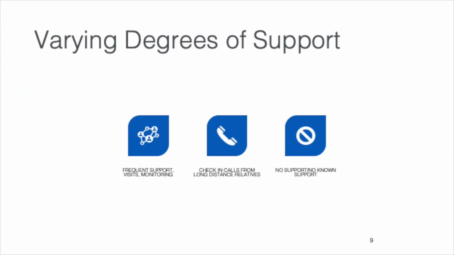But it could also be a temporary situation. What if the caregiver has gone into rehab after a knee replacement? That person with dementia is living alone, even temporarily. And as I mentioned, they have varying degrees of support. So we can't make assumptions. We have to ask questions.